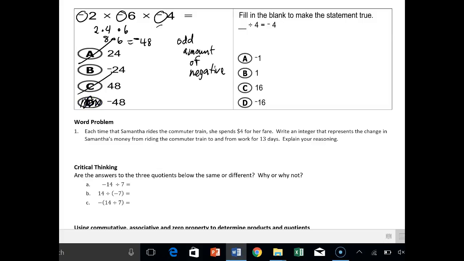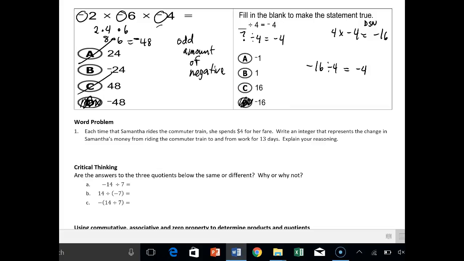Now let's fill in the blank to make the statement true. So what number divided by 4 will give us -4? Coincidentally, you could think of this as the opposite of division. It could be 4 times -4, right? So 4 times -4 is -16, because remember they're different signs, so negative. So if we think about -16 divided by 4, what does that give us? Gives us -4, right? So D is your answer right there.